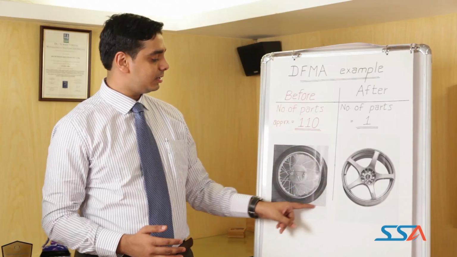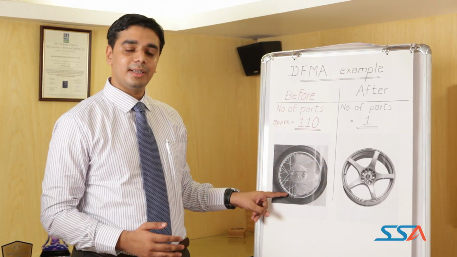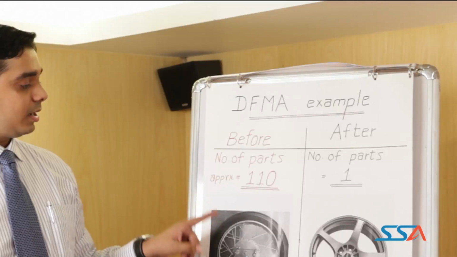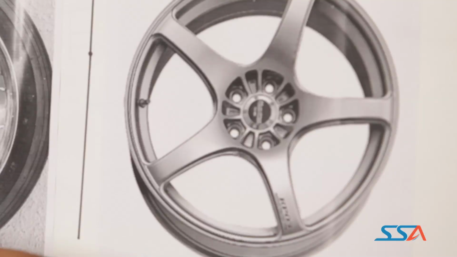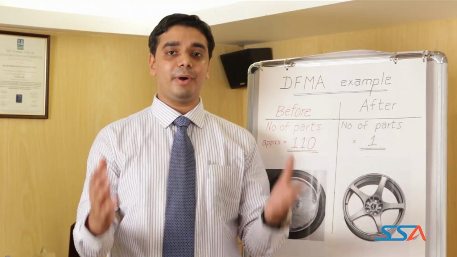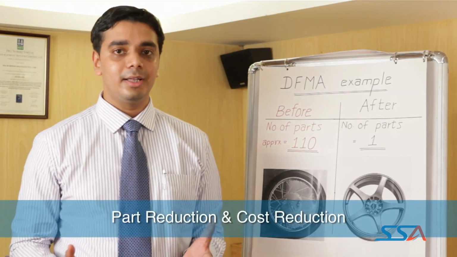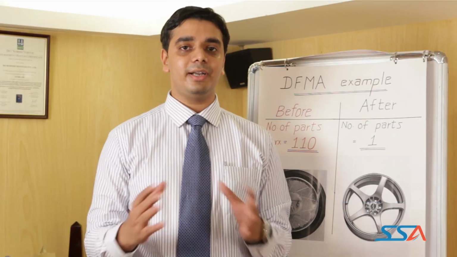See this design. This is an automotive wheel which was designed traditionally by the designers, and it has around 110 parts. Now when DFMA was applied on the same product, what was the result? Significantly came down to only one part. That's the power of DFMA. When you incorporate DFMA in a product design, the part reduction and the cost reduction is significantly improved.